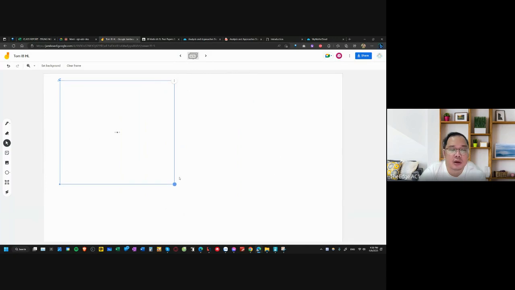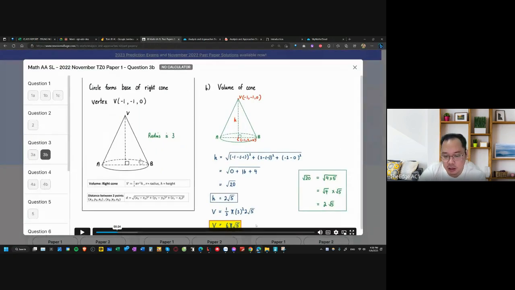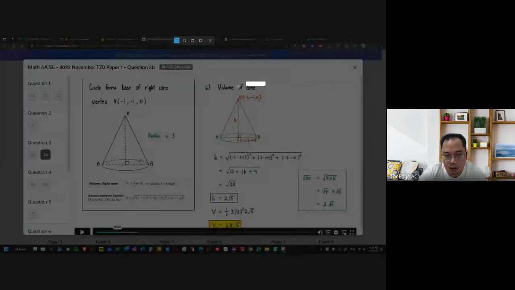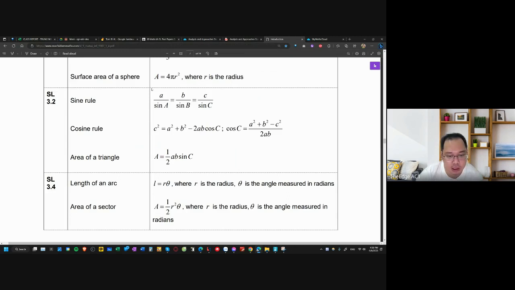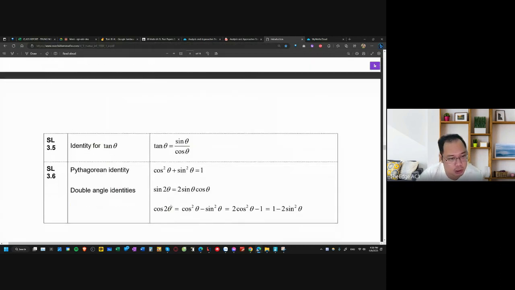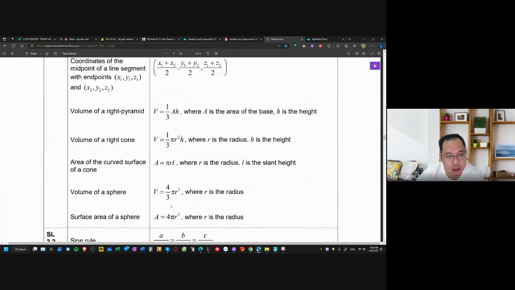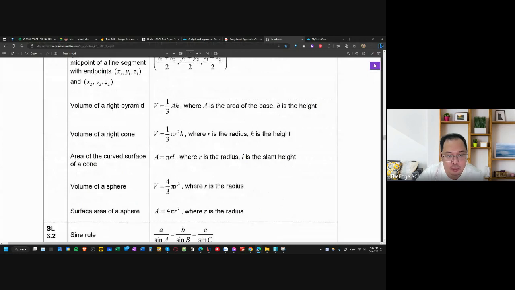Calculate the volume of the cone. As I remember, 1/3 of the base multiplied by the height. Formula booklet, volume of a cone. Right pyramid, right cone. No. Sorry, bad memory. This is the pyramid. This is the right cone.